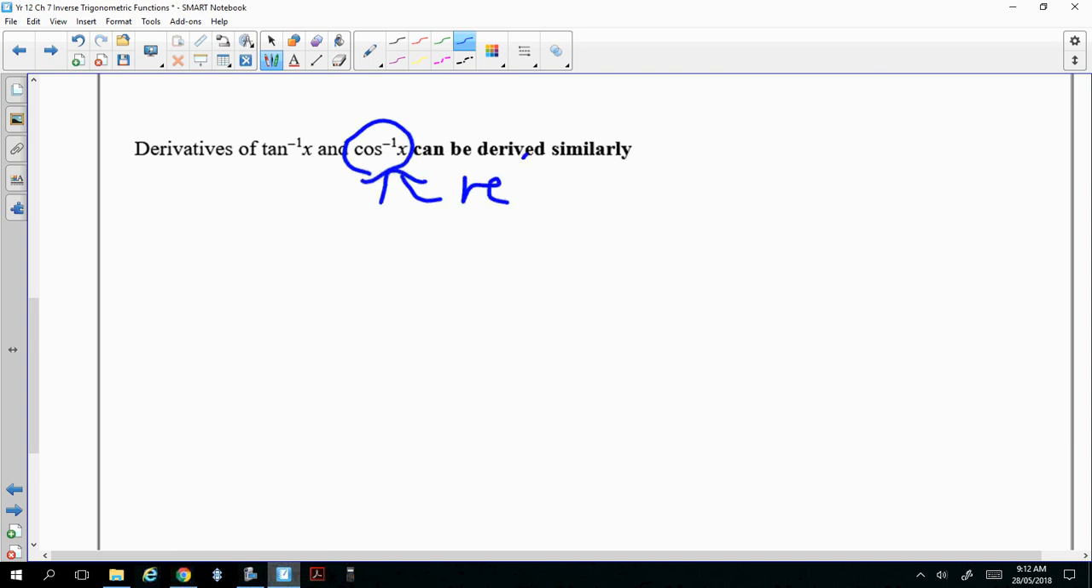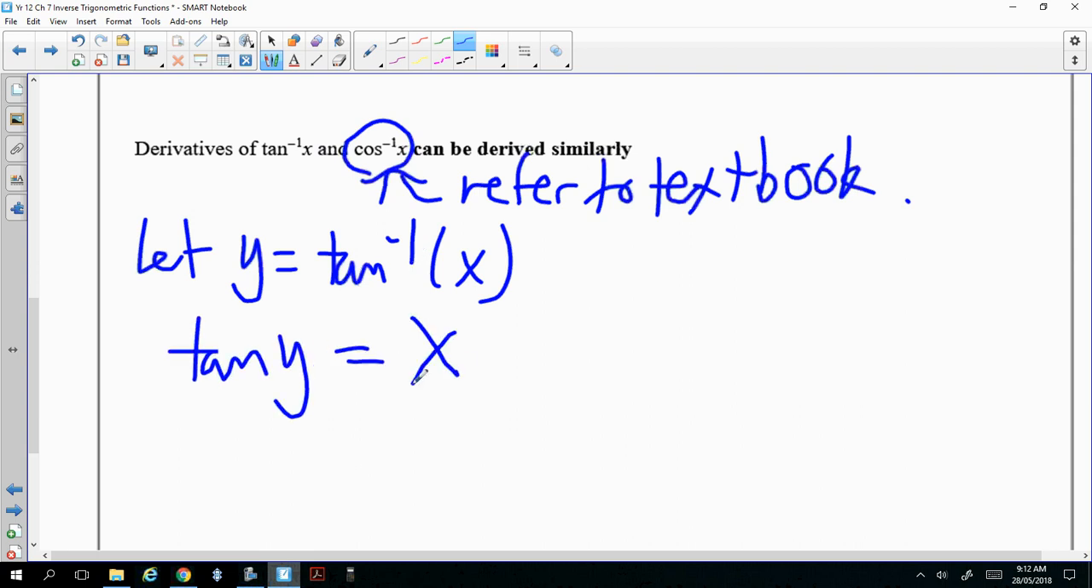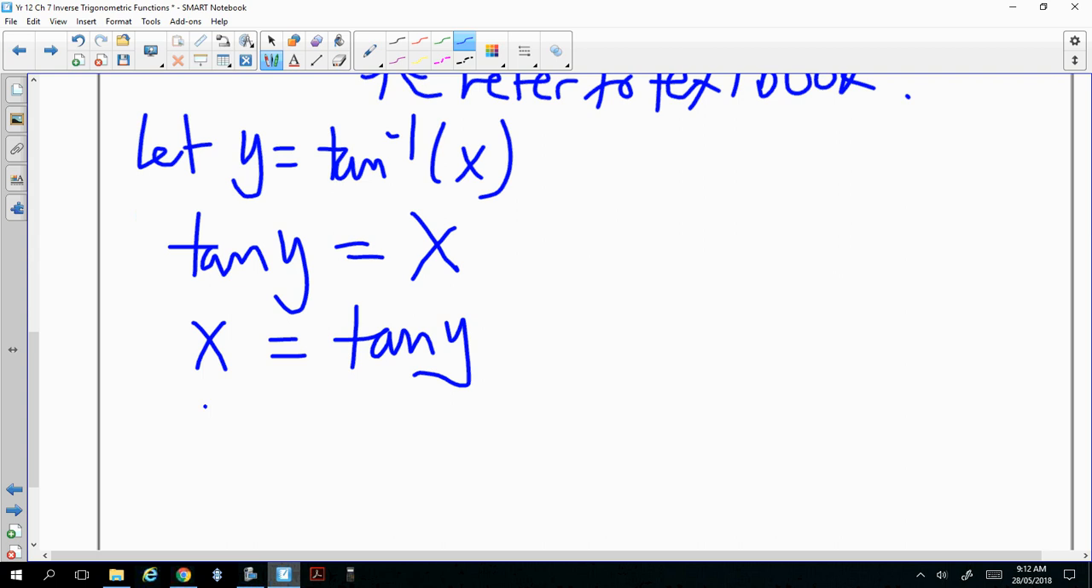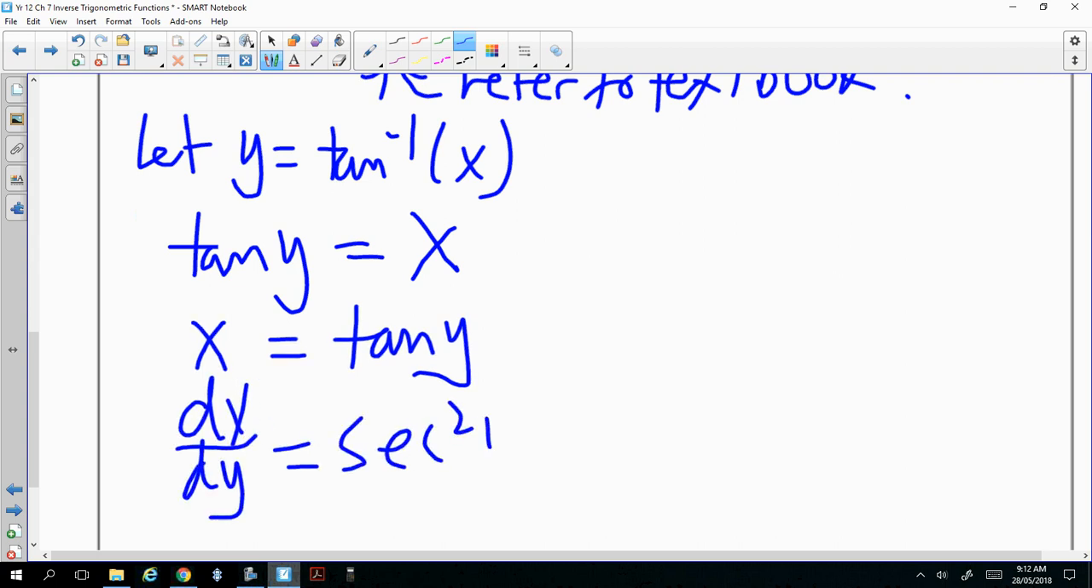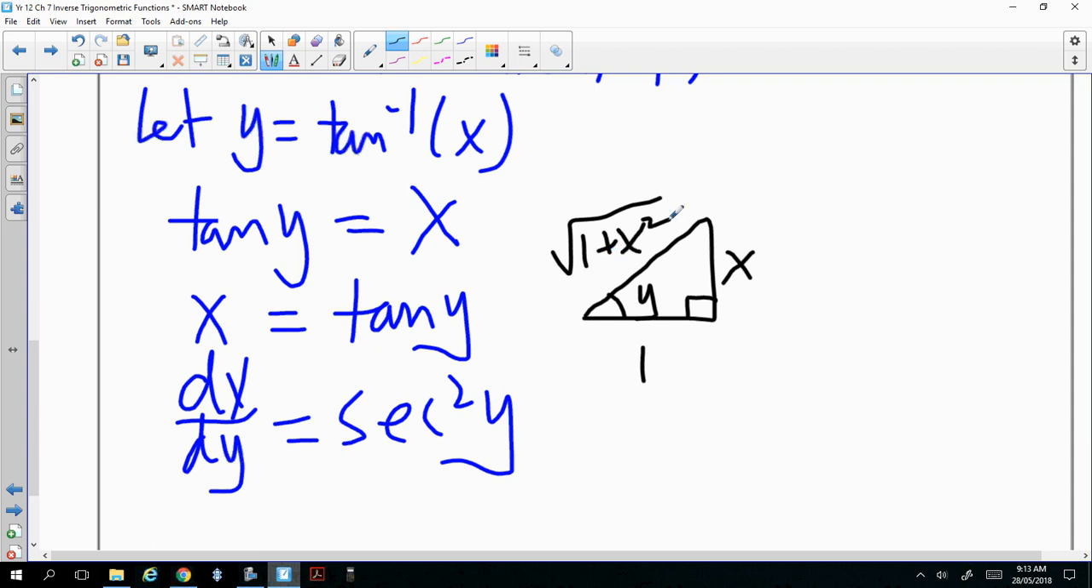So what we do is we're going to let y equal to tan inverse of x. And then you do tan y equal to x. And then you make x the subject, x equal to tan y, and dx over dy equal to sec squared y. And then before you flip, let's draw a triangle. So in this triangle, x over 1 with the angle y, square root of 1 plus x squared. So therefore, I can find sec y in terms of x.